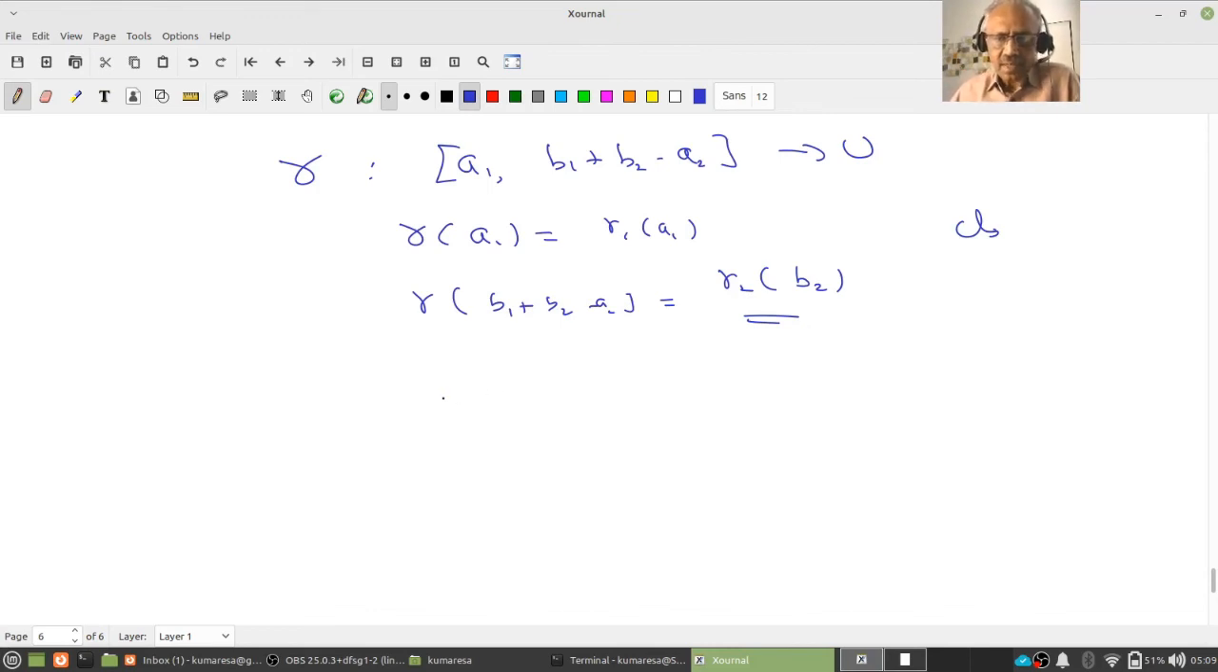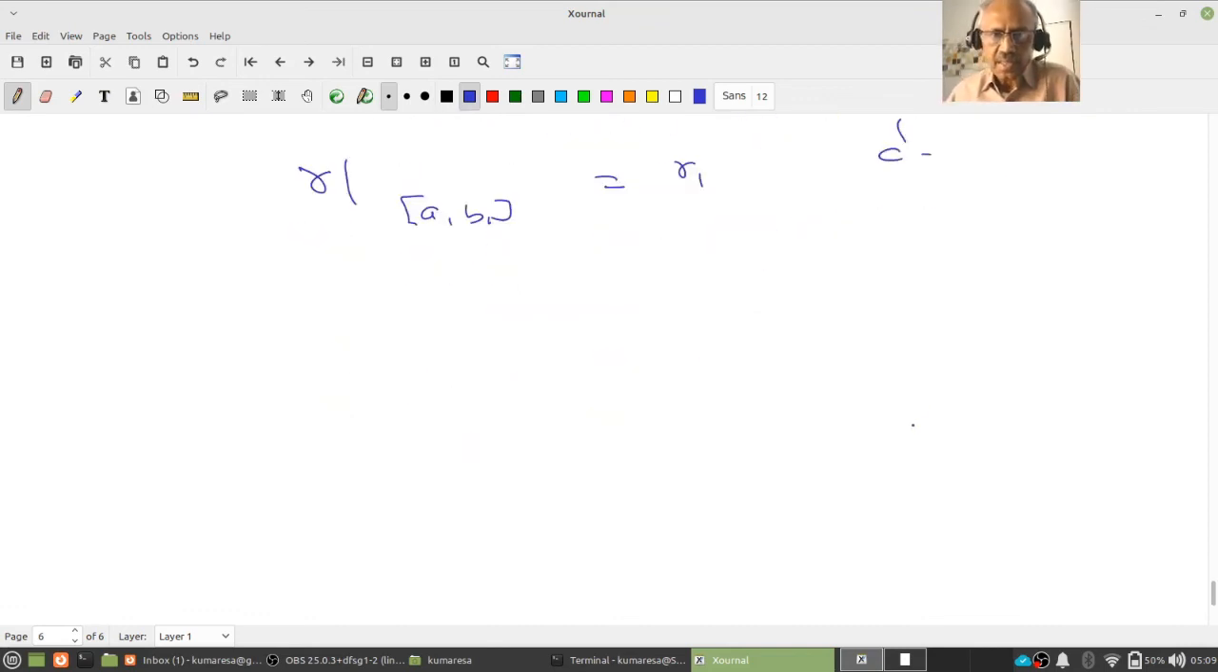And of course it is piecewise differentiable. When I restrict gamma to a1 b1, this is nothing other than gamma 1. Therefore, it is C1 because I assume my gamma 1 is differentiable. And I restrict to the interval b1 to b1 plus b2 minus a2. Do you remember how to write it? Endpoint b1 and then add the length of b2 minus a2. That's the length of the second interval. So that's a mnemonic for you to remember.